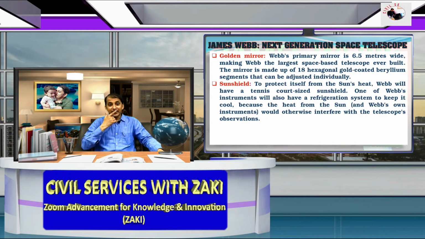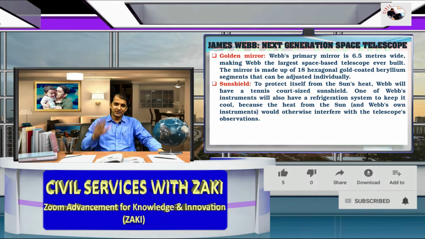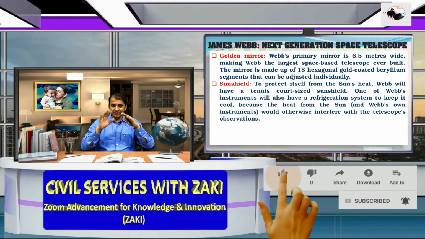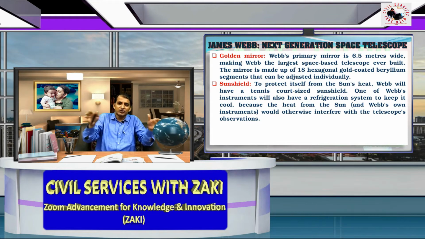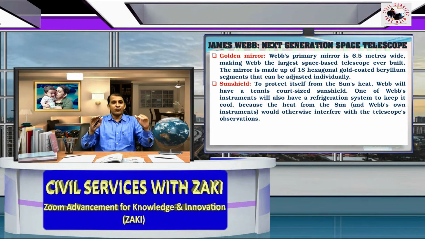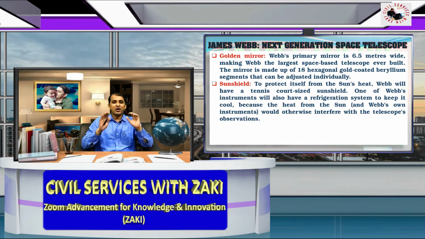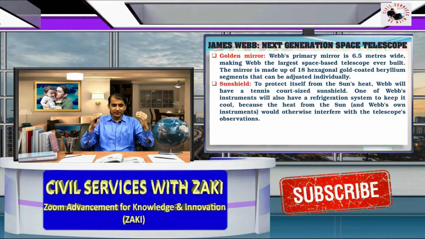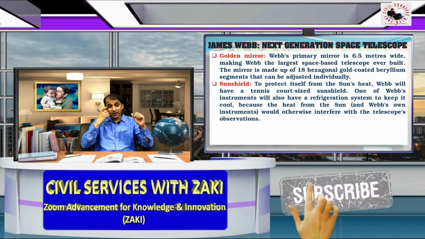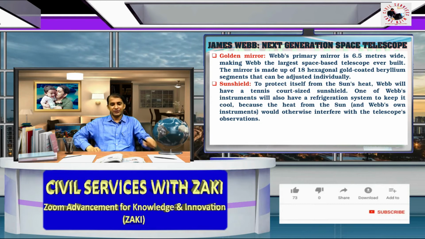Sun shield. The sun shield is another milestone and scientific achievement of this telescope itself. It protects this telescope from the sun's heat. Webb will have a tennis-court-sized sun shield. And one of the Webb instruments will also have a refrigeration system to keep it cool, because the heat from the sun and Webb's own instruments would otherwise interfere with the telescope's observations.